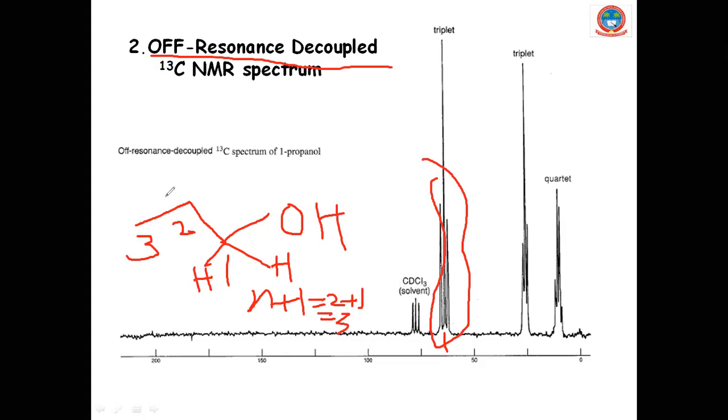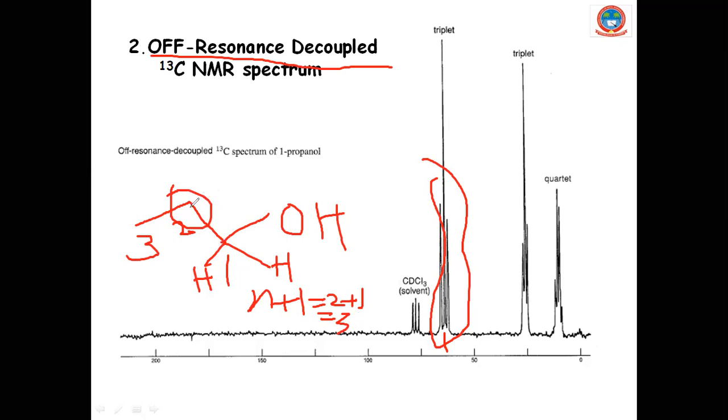Similarly, what about this carbon? What about this? It's an off resonance. Remember this. If this would be the coupled resonance, then what happens? It would be a triplet, then what does it couple with? Its neighboring protons. How many neighboring protons are there? Two protons. So, does it couple now? No chance. Off resonance means only coupling between the directly attached protons.